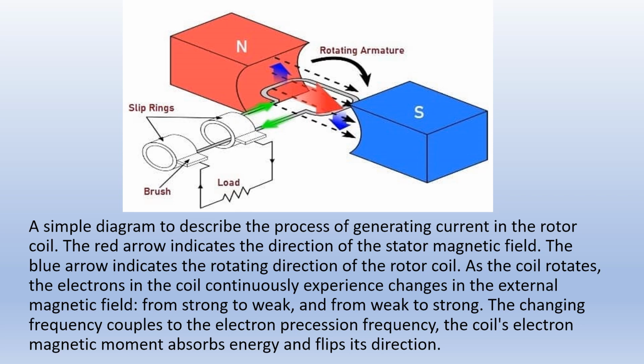As the coil rotates, the electrons in the coil continuously experience changes in the external magnetic field, from strong to weak, and from weak to strong. The changing frequency couples to the electron precession frequency. The coil's electron magnetic moment absorbs energy and flips its direction.